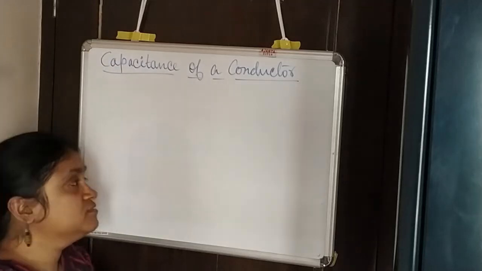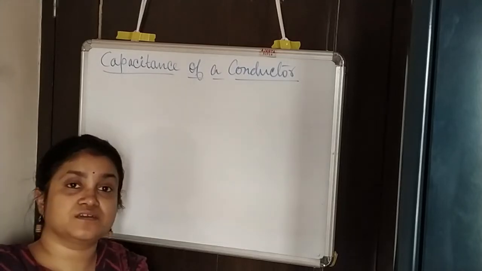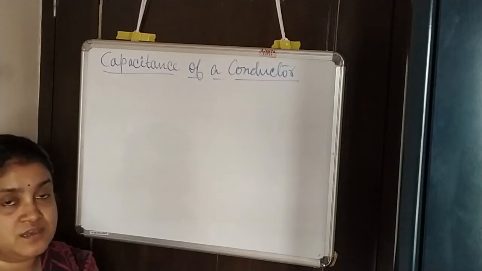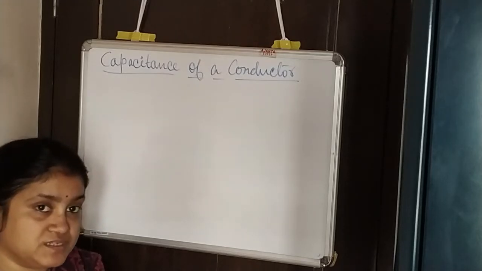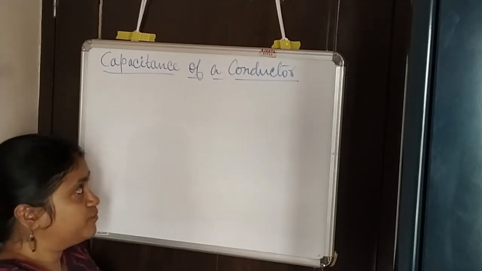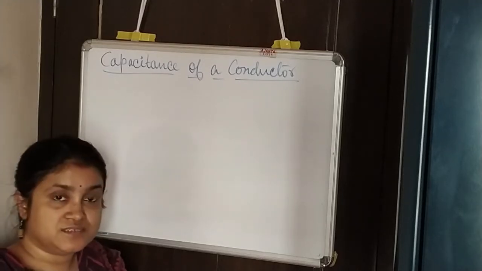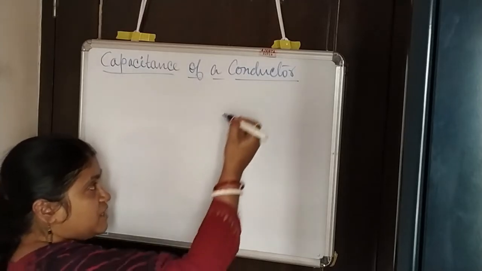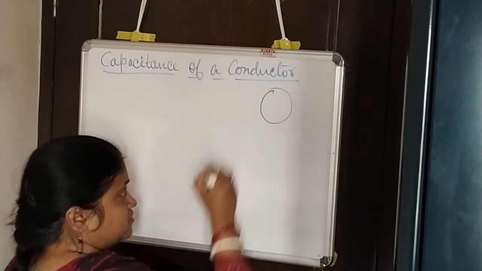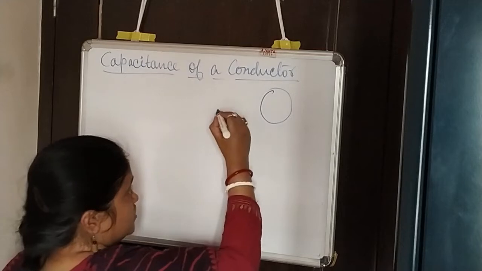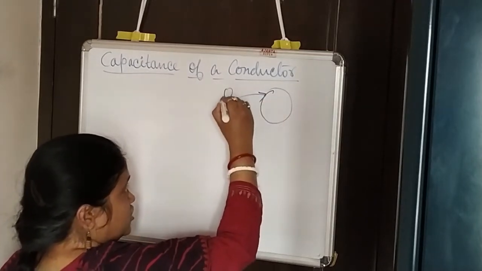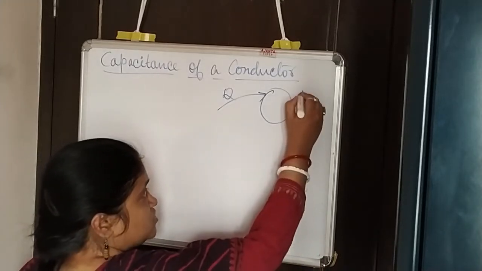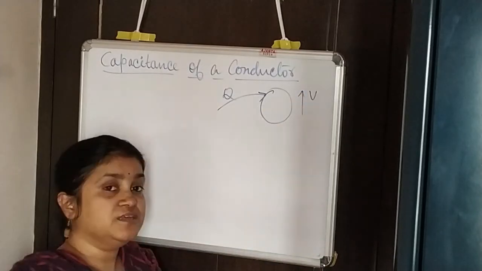Now we'll discuss the topic capacitance of a conductor. Till now we already know that conductors have certain electrostatic properties. But today we'll come to know that conductors can also store charge. Now let us suppose there is a conductor, and if you are trying to give certain charge to the conductor, what happens is it would start to increase the potential.